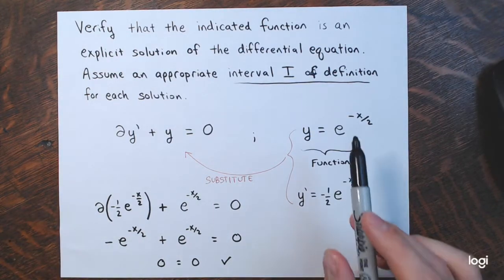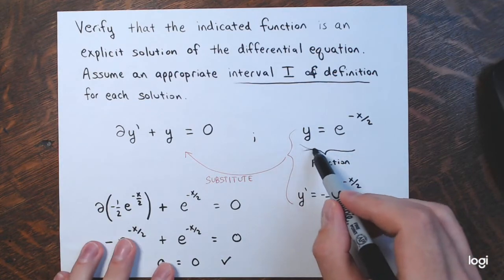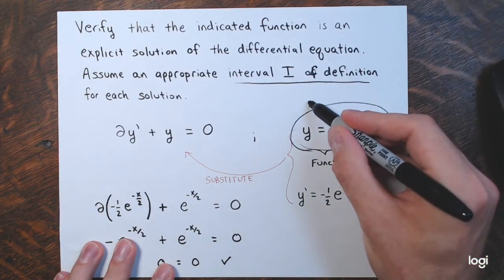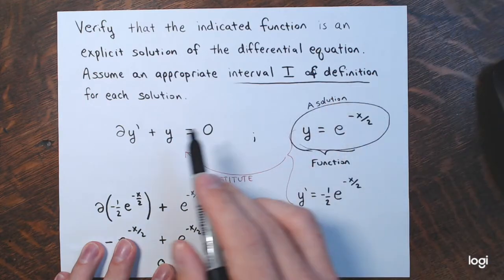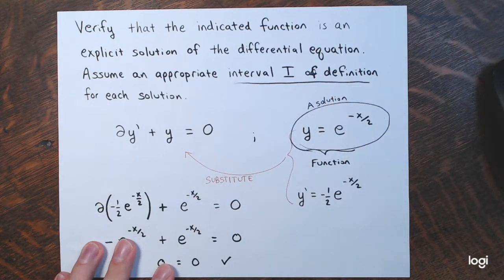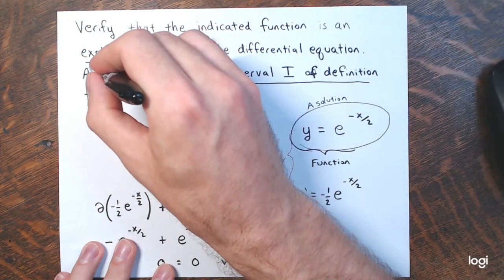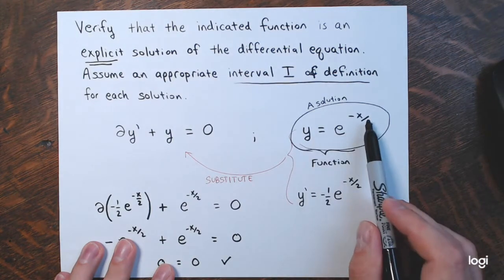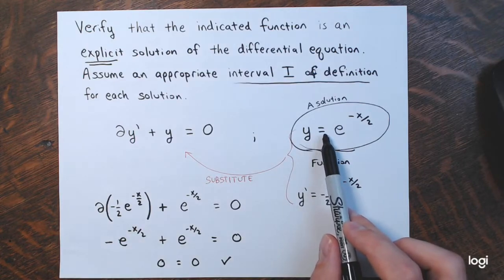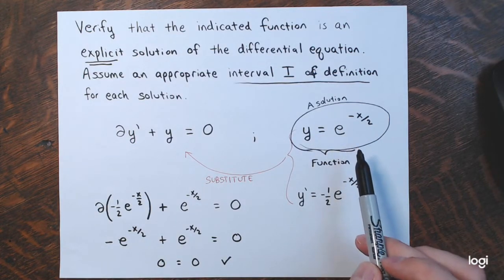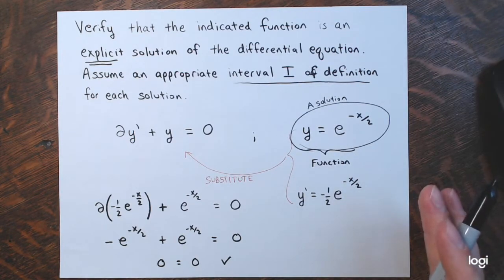So this function, y equals e to the negative 1/2 x, is a solution to this differential equation, a particular solution, and it's an explicit solution. Because you have y written strictly as a function of x: the dependent variable on one side equals some expression involving the independent variable on the other. And that's all it takes.